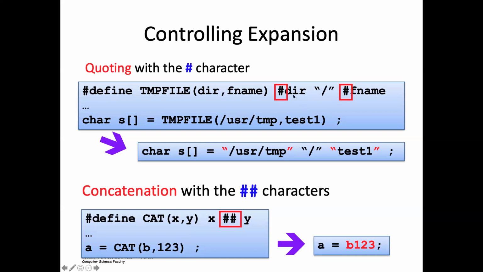Whatever you get with the pound sign in front is going to be a double quoted string. What if you want to do that same cut and paste, but you want something that's not a string? You want something that could, say, be used as an identifier.